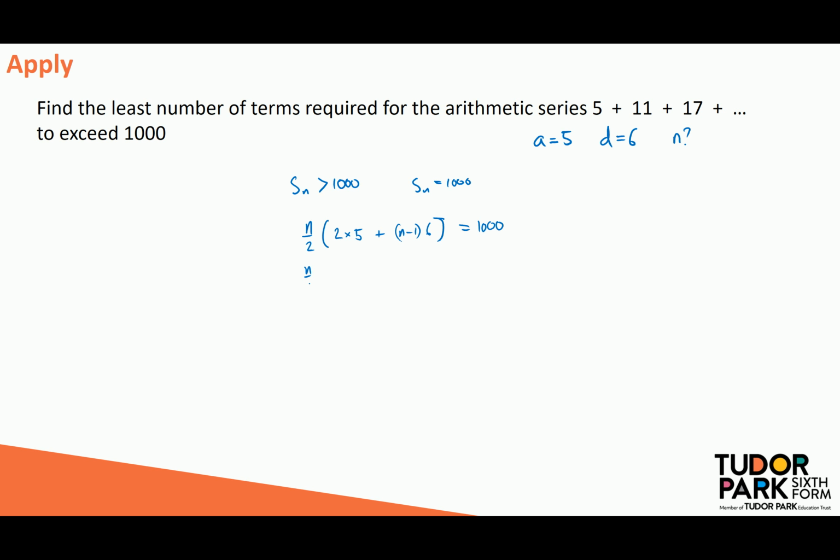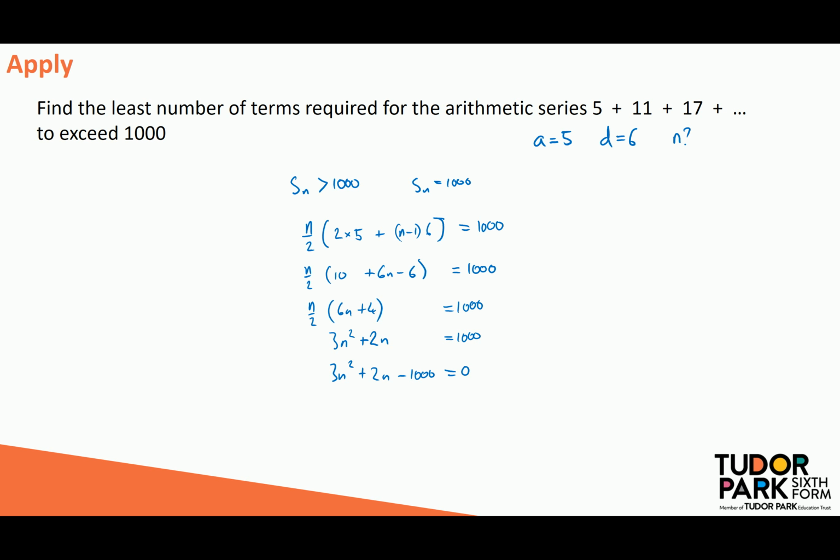Now, just a quick algebraic manipulation, that's going to be 10 plus 6n minus 6 is going to be 1000, and again tidying that up a bit further, that would be n over 2 lots of let's say 6n plus 4 is equal to 1000, and then expanding that is going to give me 3n squared plus 2n is equal to 1000. Now at this point we should also recognize that this is a quadratic equation. So how do we solve quadratic equations? We want to first of all set them equal to 0, so I'm going to bring that 1000 across to this side, and I'm going to look at trying to solve that.